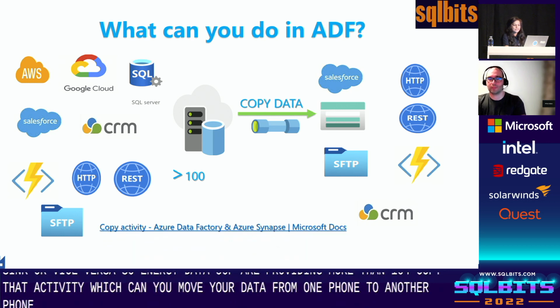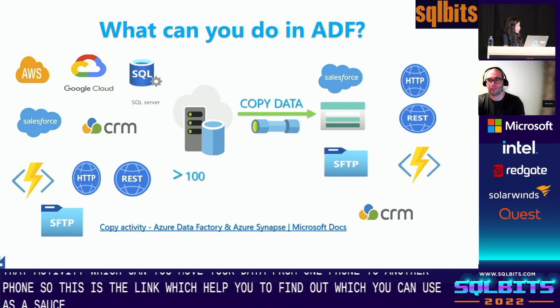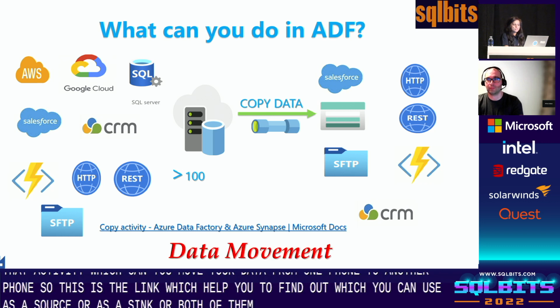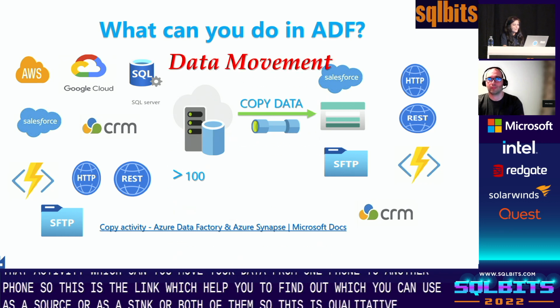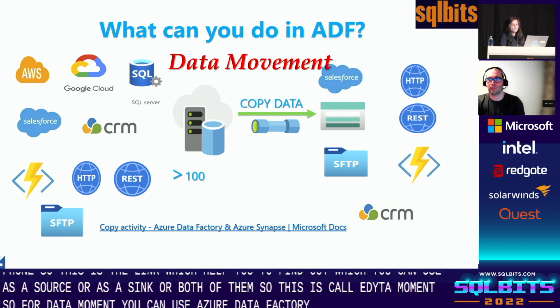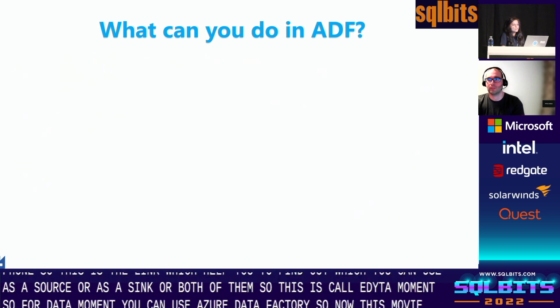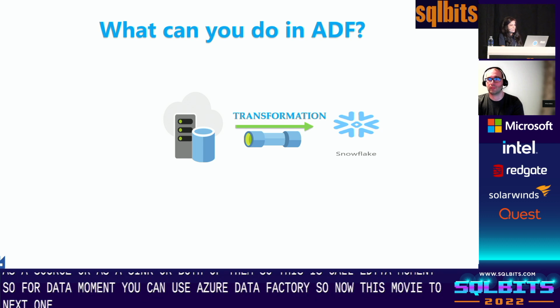So this is the link which helps you find out which data source you can use as a source or as a sink or both of them. So this is called data movement. So for data movement, you can use Azure Data Factory. So now let's move on to the next one, which is transformation. If you want to do a data transformation, then you can use Azure Data Factory.